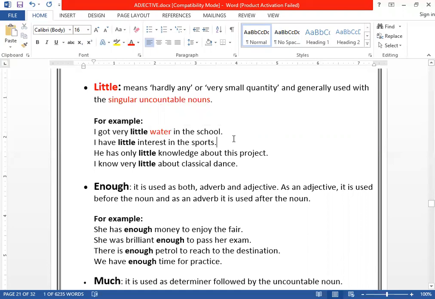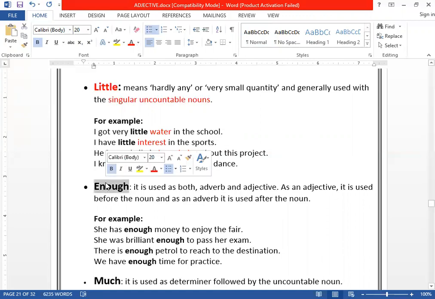I got very little water in the school. Clear? So water is uncountable. We use little water. We can say this one too: I have little interest. I have little knowledge. I know very little about classical dance. Clear? So which dance? Classical dance. So little, I know very little about it. Little is used with uncountable nouns.